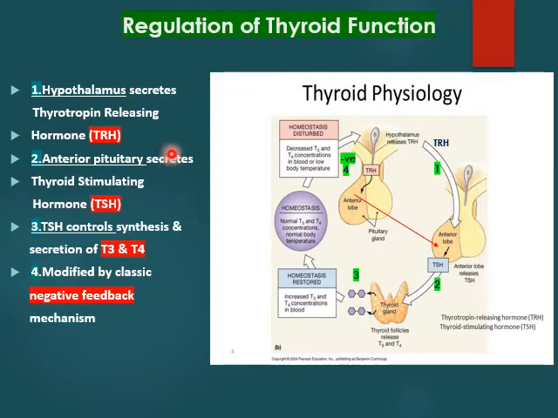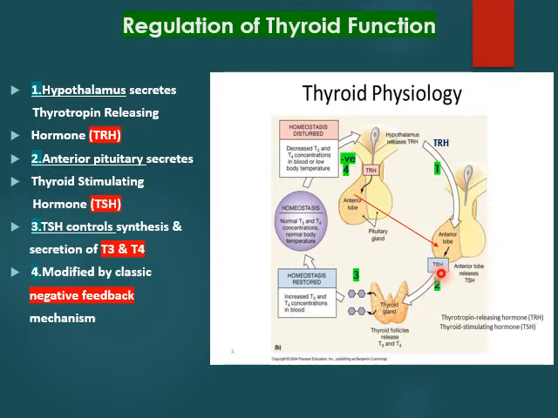Now the regulation of thyroid function. This is a chart to show you the thyroid physiology and the regulation of thyroid functions. The hypothalamus secretes the hormone known as TRH, thyrotropin releasing hormone. Then this stimulates the anterior pituitary to secrete thyroid stimulating hormone, TSH. So TRH stimulates the anterior pituitary to produce TSH.